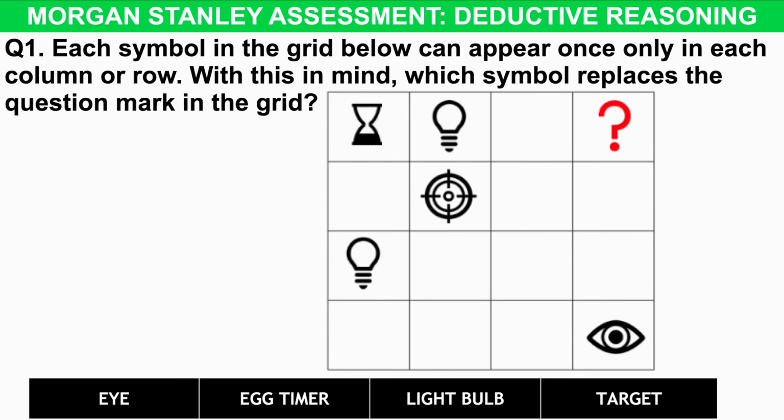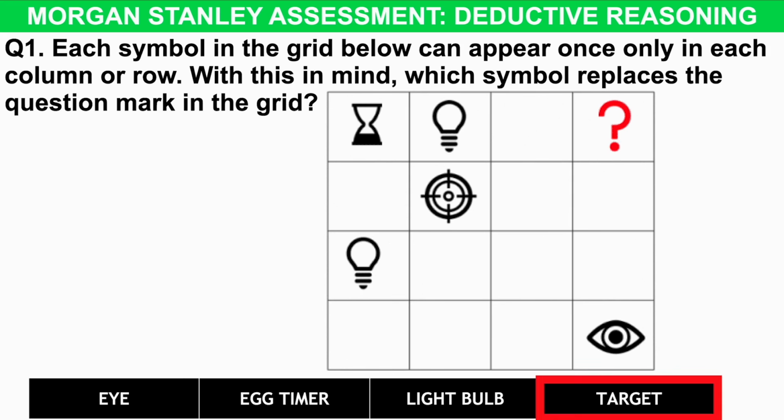So the way to work this out is to obviously use deductive reasoning. What I mean by that is this question mark can't possibly be an egg timer or the light bulb because they are in this same row. Each symbol can only appear once in each column or row. So that rules out the egg timer and the light bulb. And we can see here it also rules out the I, because the I is in the same row as the question mark. That means the only symbol this question mark could possibly be is indeed the target.